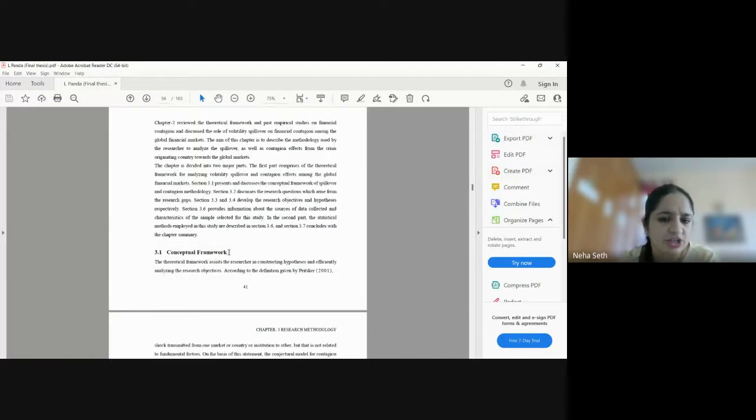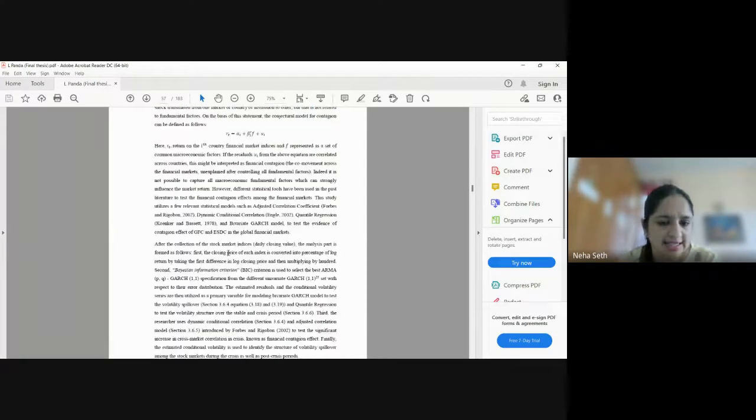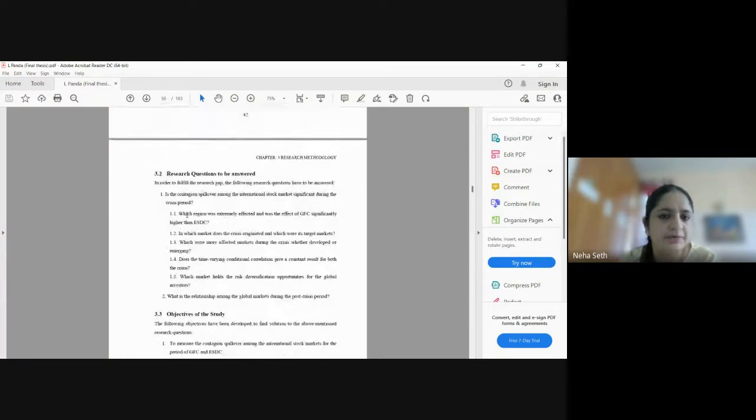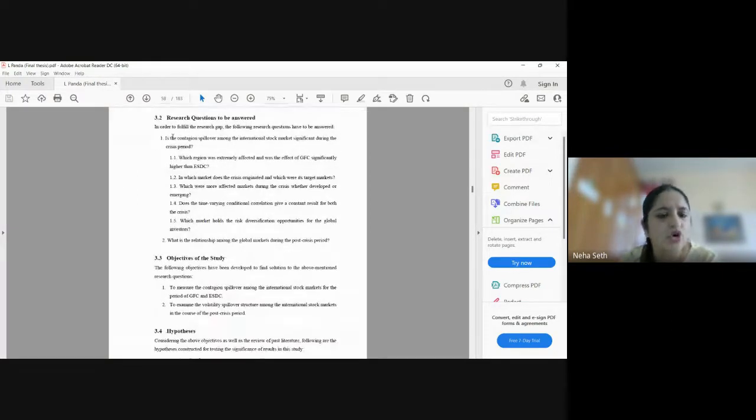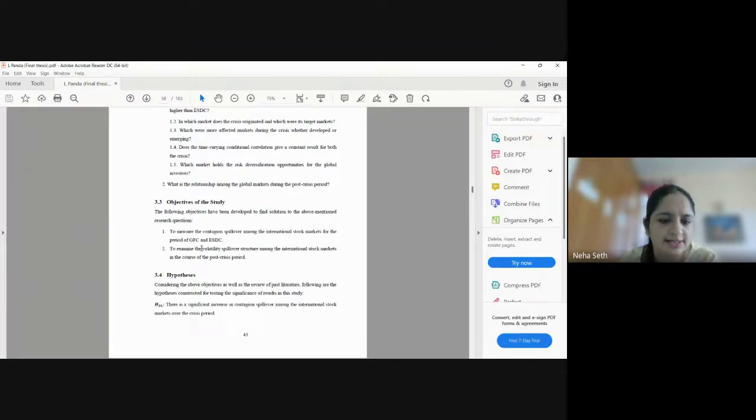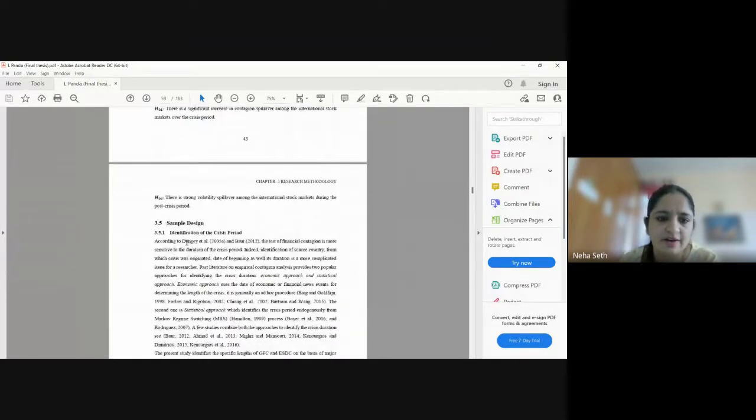Next is the research methodology chapter. Again, a conceptual framework to introduce the concept, and research questions. Broadly, he has two objectives based on which the two research questions were framed. And then he has 5 sub-objectives to answer these research questions. So these are the objectives, based on which we have hypotheses.